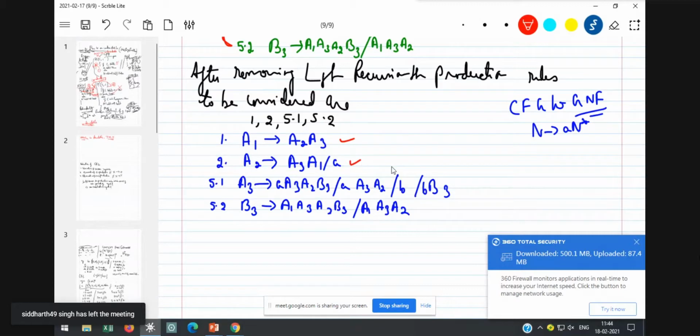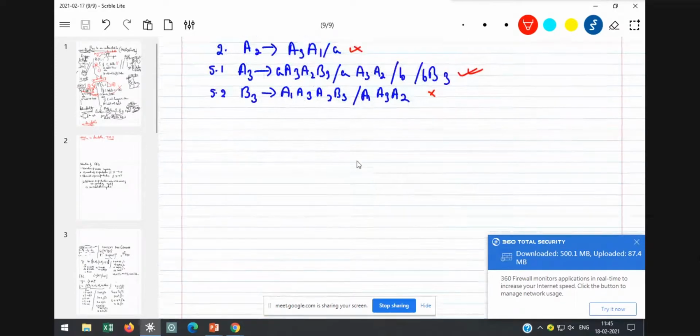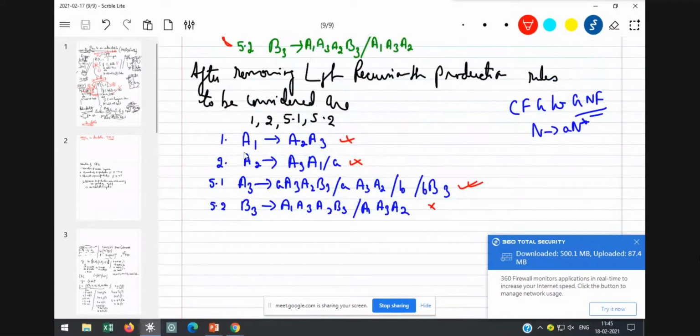This one is not following, this one is not following, this is not following, this is not following. This is already in GNF format, this is not in GNF format. So these three production rules have to be converted to GNF format. This is a terminal followed by a series of non-terminals, this is a terminal alone, this is a terminal followed by a non-terminal. Okay. Now let me try to modify production rule number 1.